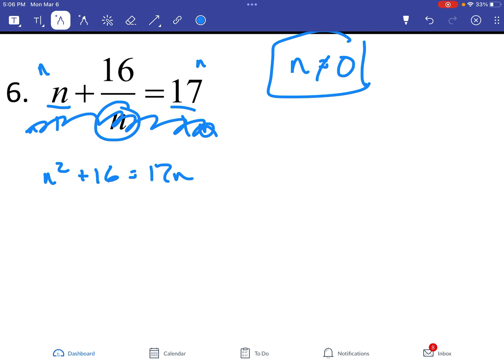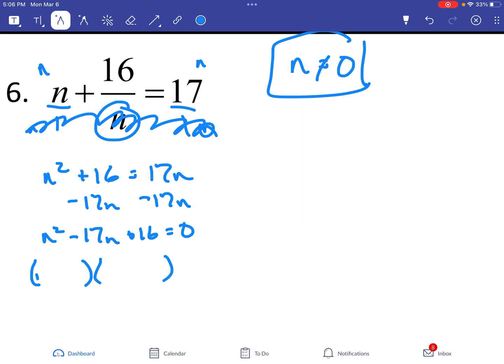Okay, now what we have is we're going to get a quadratic equation. We have to subtract the 17n to the left, so we get n squared minus 17n plus 16 equals 0. Now we need to find the factors of this. 2 numbers that multiply to be 16 and add up to be negative 17 would be negative 16 and negative 1. Negative 16 times negative 1 is positive 16, and negative 16 minus 1 is negative 17.